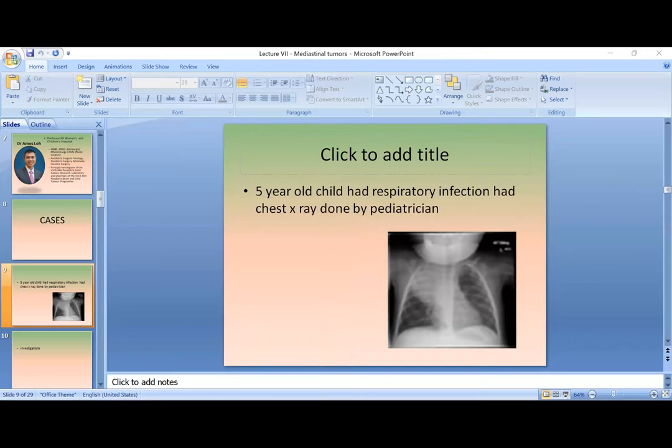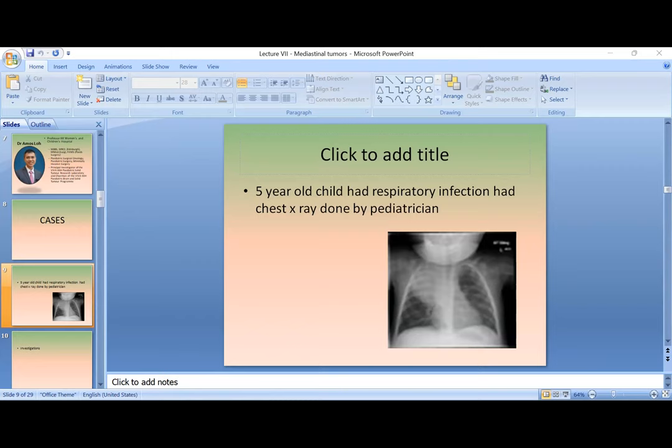So this is the first case. A 5-year-old child had presented with respiratory infection. The pediatrician did a test x-ray where a shadow was seen. So this is the x-ray which is being shared. Dr. Ram, would you like to tell us how to proceed from here?